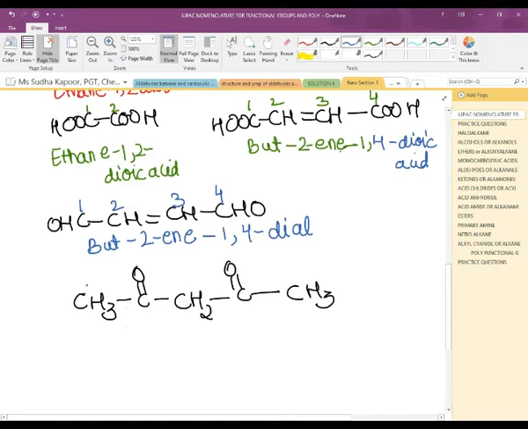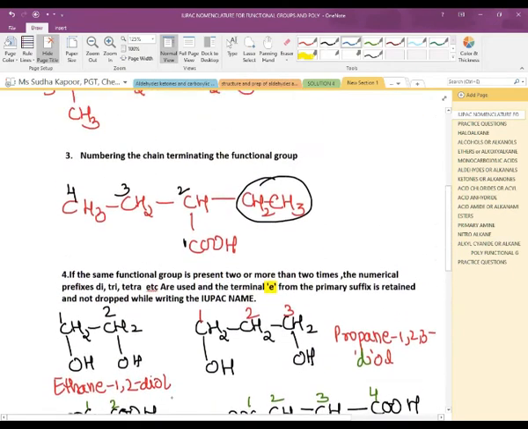Now coming to the next one. This is the functional group ketone, present twice. Total carbon chain is of 5. So we will write it as pentane 2,4-dione. Pentane 2,4, on the second and fourth, it is dione. So this is about how to give the number to the functional group.